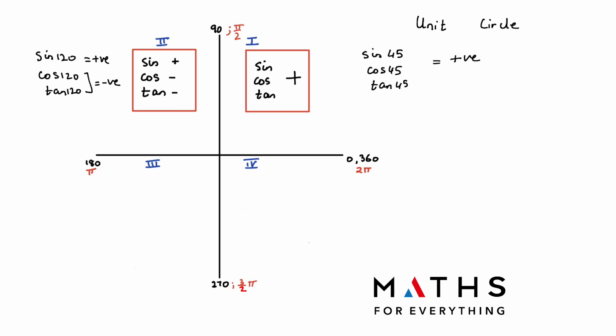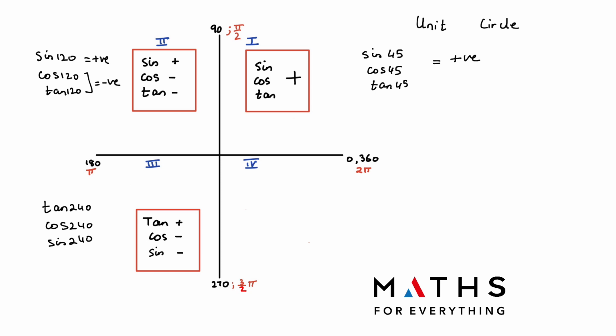In the third quadrant, only tan is positive, meaning cos and sine are going to be negative here, between 180 to 270. Let's take a value between 180 and 270, 240. Tan 240 is going to be positive, and cos 240 and sine 240, when put in the calculator, will give us a negative answer.